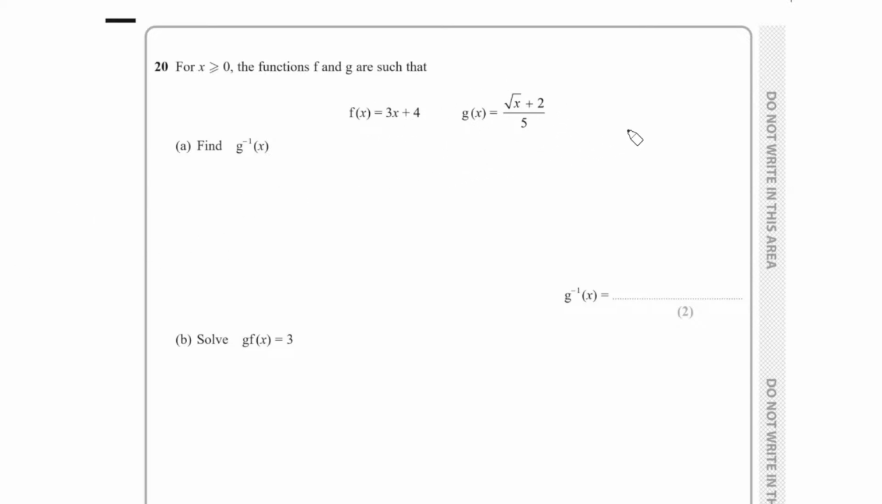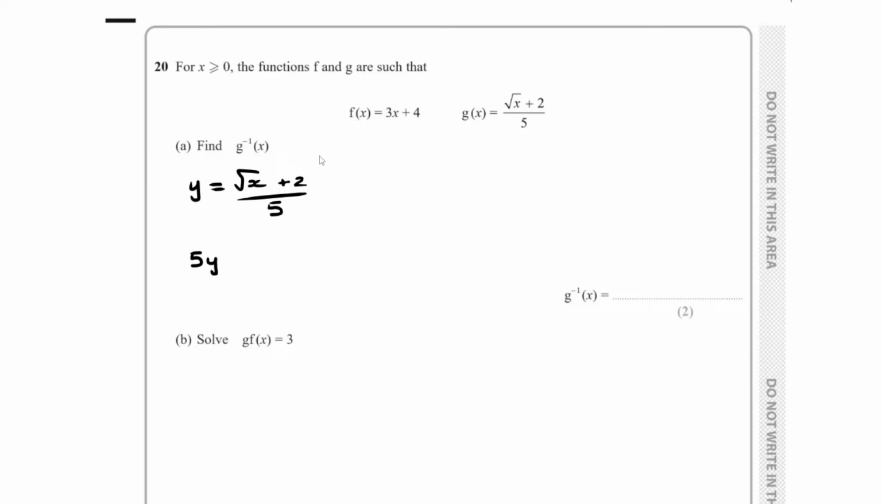The way that I work out the inverse function is I change the g of x for y, just to make it simpler, that's the only reason. So y equals root x plus 2 over 5. Then what I do is I change the subject. So I want to make x the subject. So I would multiply by 5.